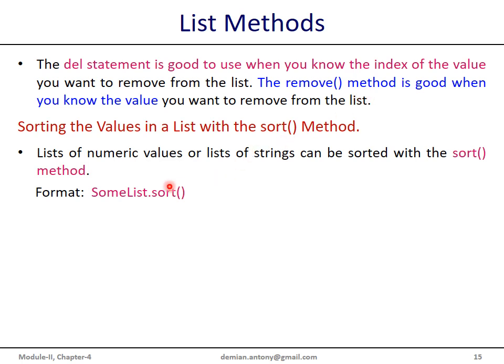Next is the sort method. You can sort the elements present in a list with the sort method. This method takes a very simple syntax, the list name followed by sort, and we can specify arguments, or you can specify no arguments. Arguments are optional.